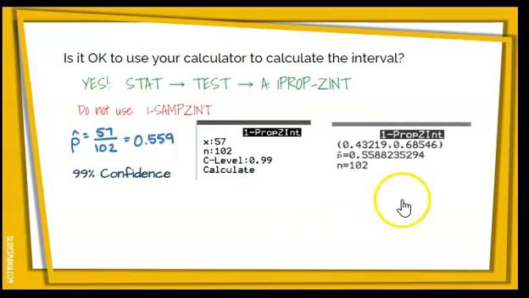If I hit calculate, here's what the output will look like. And notice it gives me my p-hat right here. So if I wasn't sure, I can check myself. So the top here, this is my confidence. This is my minimum. This is my maximum.